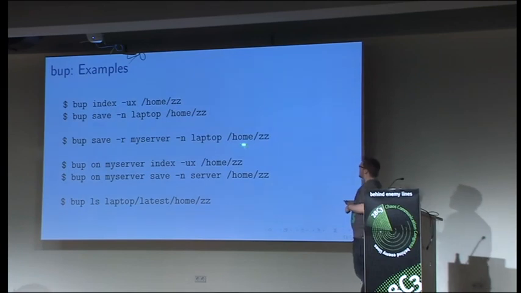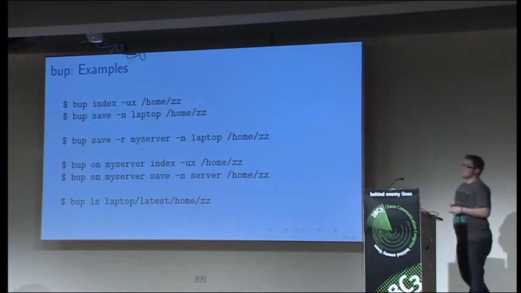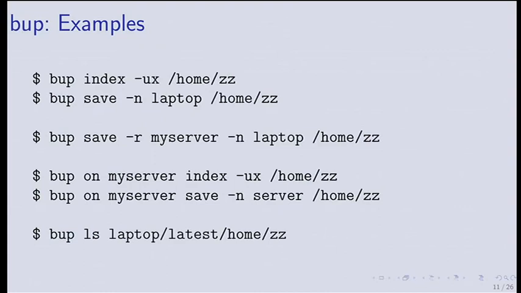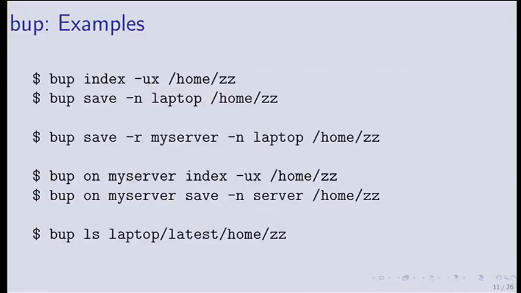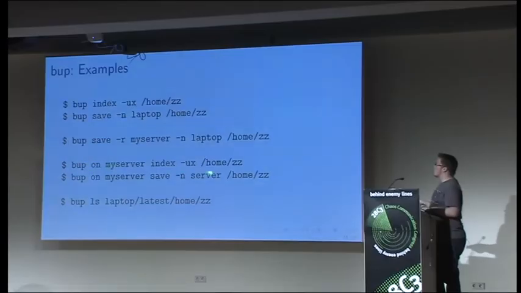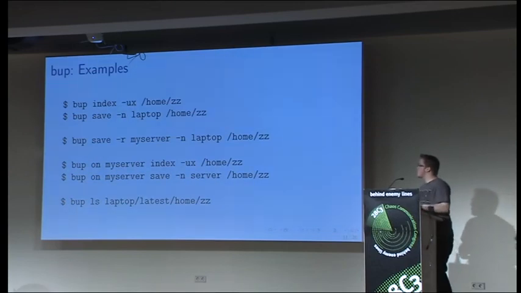Third command is backing up to a server. This is done over SSH, so you can do push-style backups to a remote machine. This is doing a backup of a server to your local machine, so you can do pull-style backups too. With the on command, you can run commands on a remote server. You have to have BUP installed, and of course you have to have SSH configured, and then you do the index step, and you do your save step, and you have your backups locally.